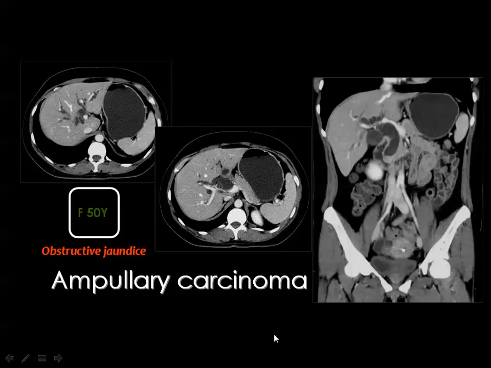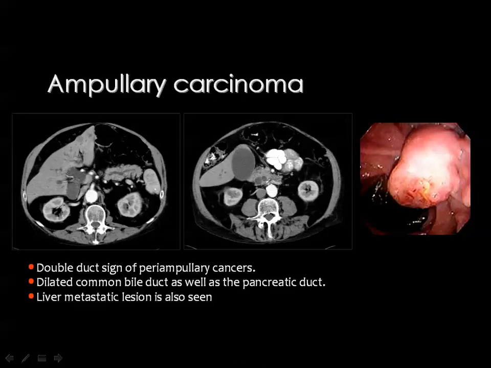Then look at this case. There are dilated biliary radicals throughout the liver. The common bile duct is dilated, and you can imagine that this is the site of the tumor or the ampullary carcinoma. It's better for this to be evaluated by ERCP, not by MRCP.